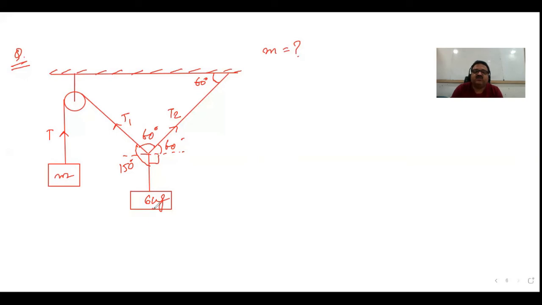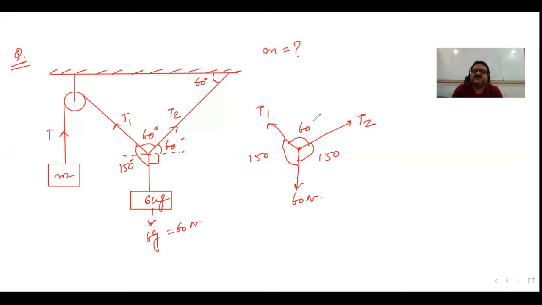So if I draw the triangle like this, so 6 kg means what? 6g, which is equal to 60 Newton. Now let me draw a figure like this. 60 Newton is acting downward, T2 acting along this direction, and T1 acting along this direction. This center angle is 150, and this angle is 60. We can solve it very easily by applying Lami's theorem.